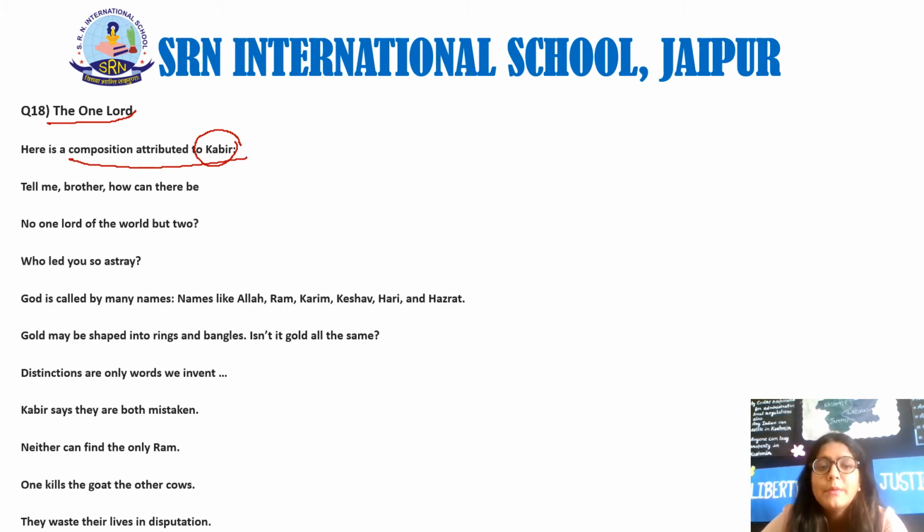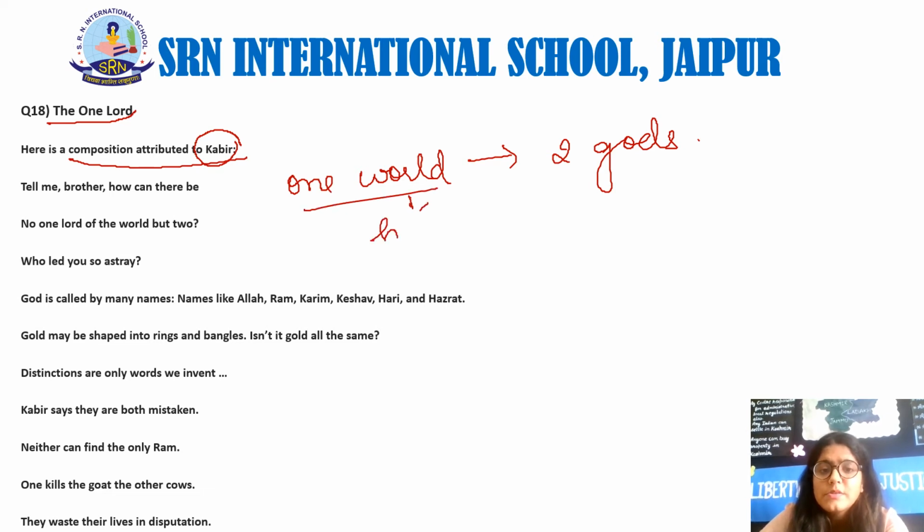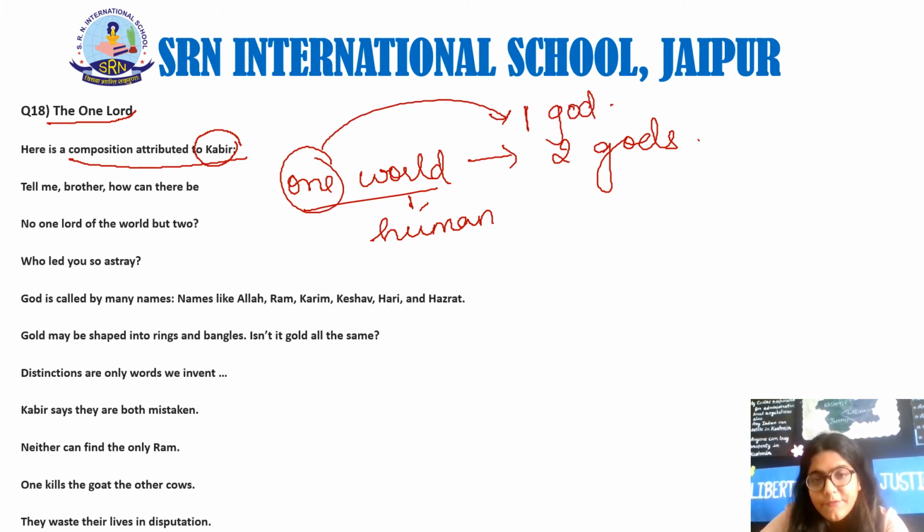Now, we all know people in India keep on fighting about the gods, that my God is supreme and my God is supreme. Then Kabirji addressed the whole population and asked, for one world, why do you think we need two gods? Because we are the world of humans, and if there is one world, only one God is sufficient.